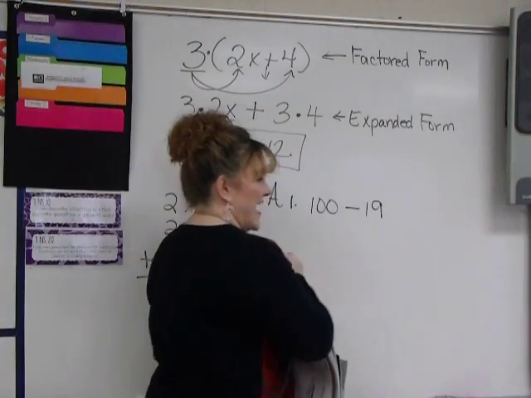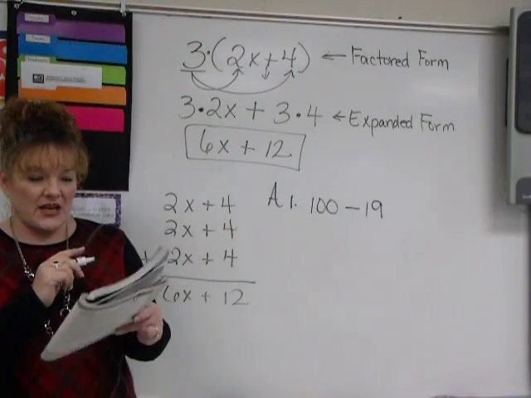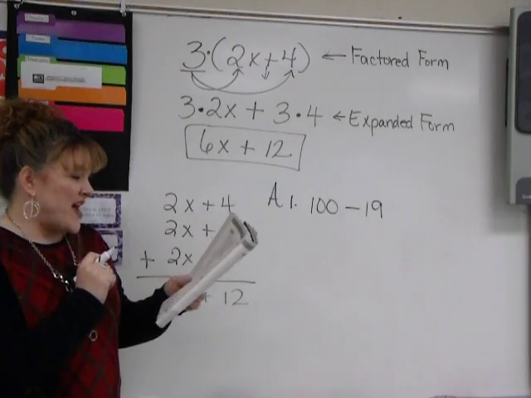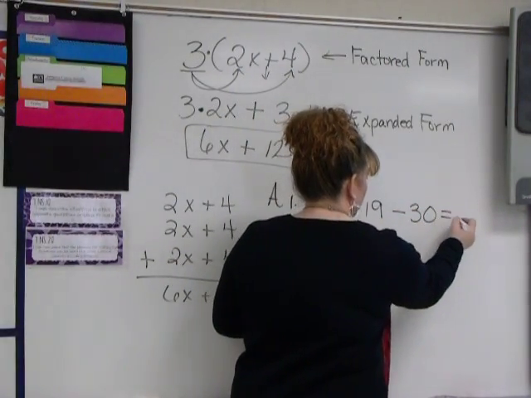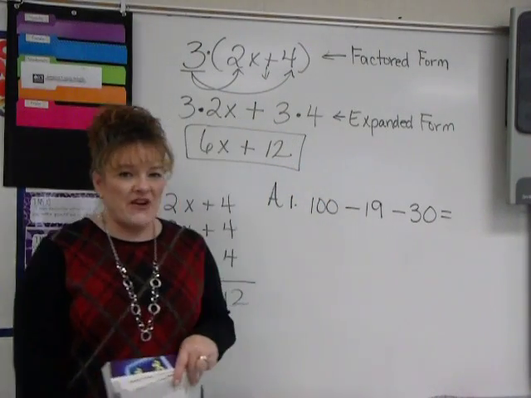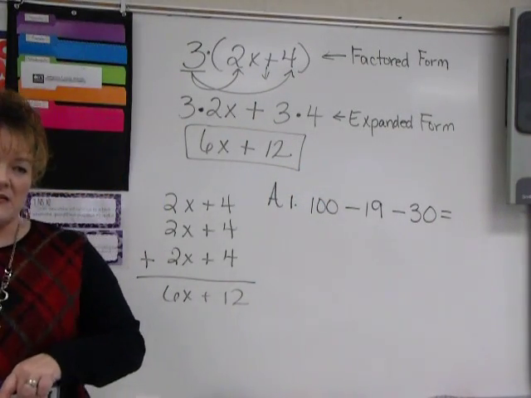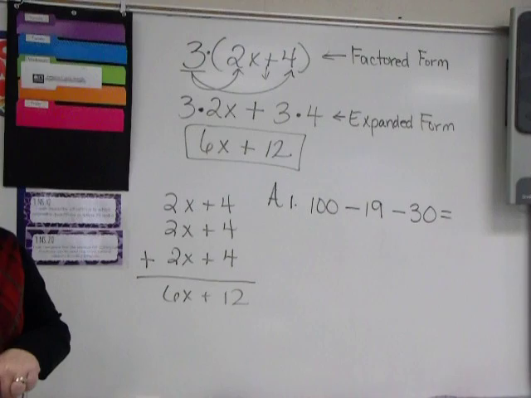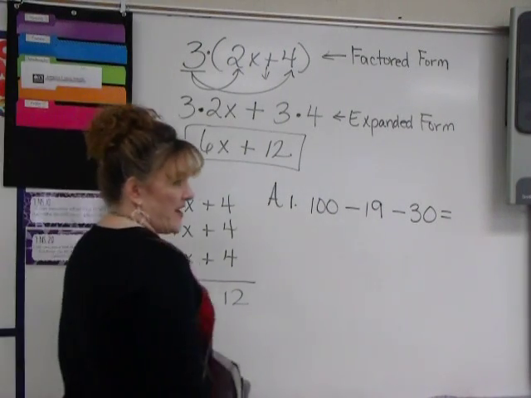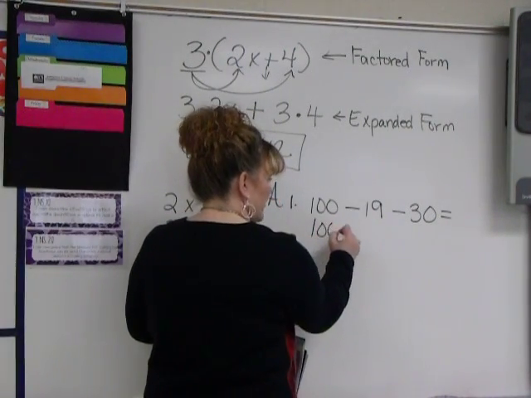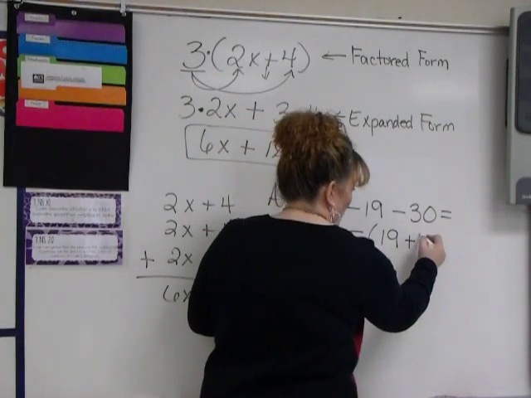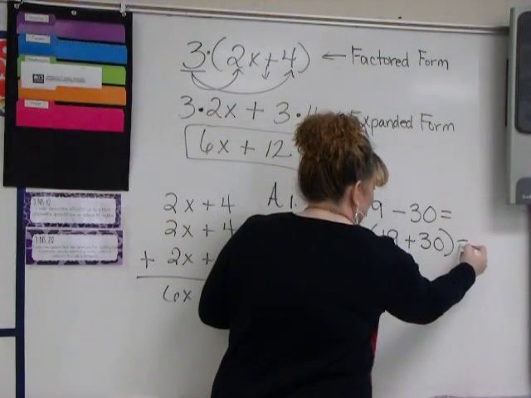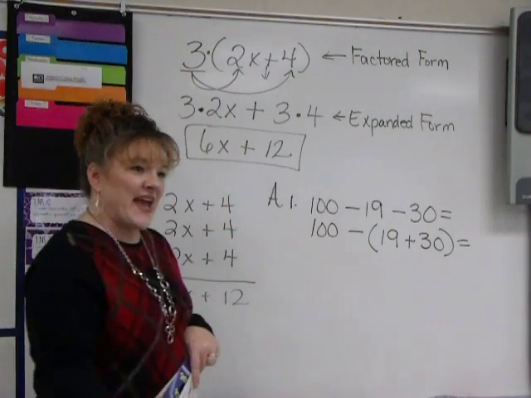Withdrawal is taking out. Depositing is putting in. So he withdraws $19 and then he withdrew another $30. That is one way you could have written that sentence. Now, a second way could have been he had $100 and he took out the sum of these two withdrawals, because that's how much money total he took out.